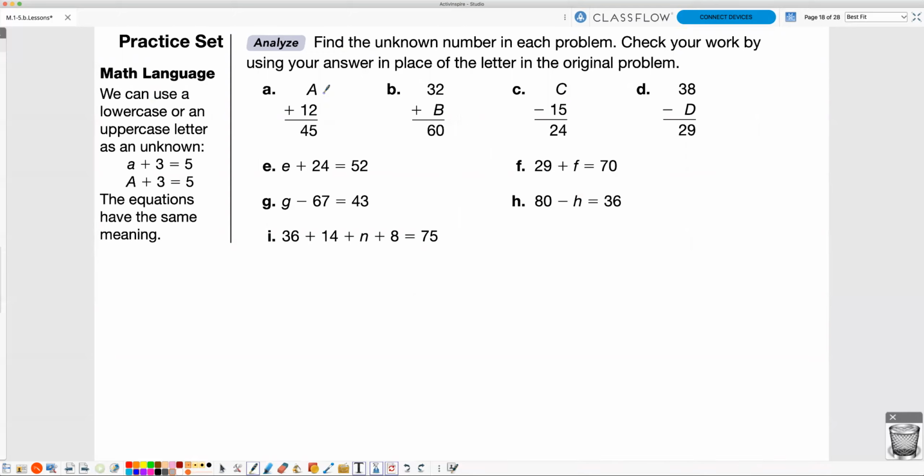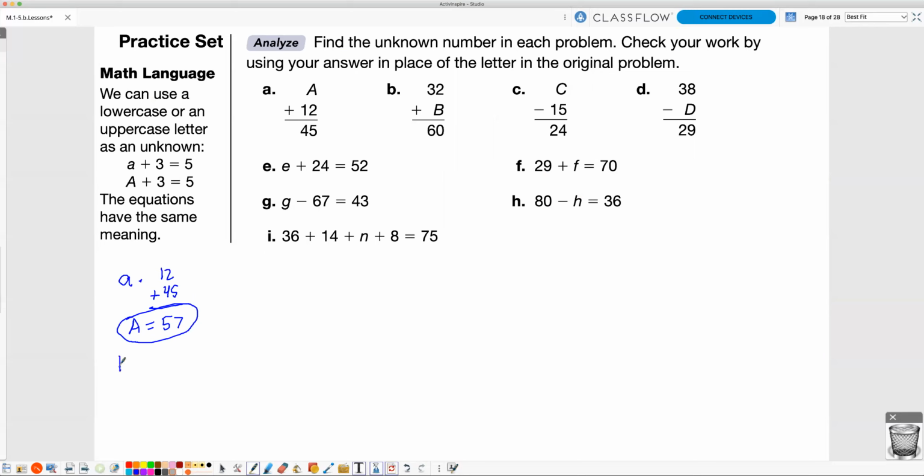What is the value of A? A plus 12 equaling 45. If you have two add-ins, all you have to do is remember for this one, for A, I'm going to take 12 plus 45 to find the missing value of A. So that would be 7. This would be 57. So A equals 57.